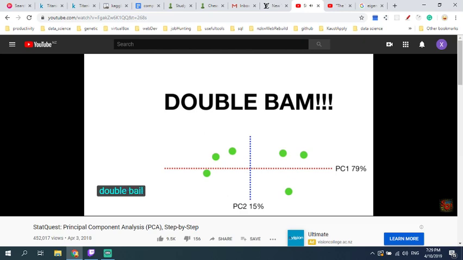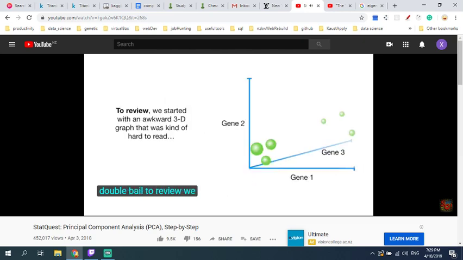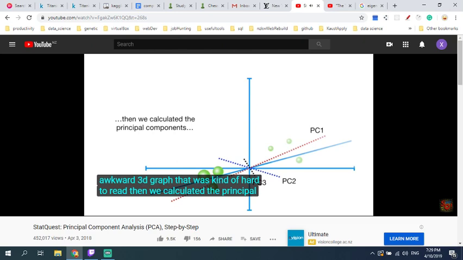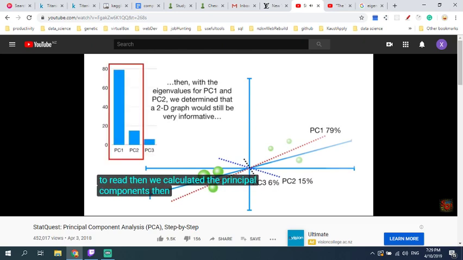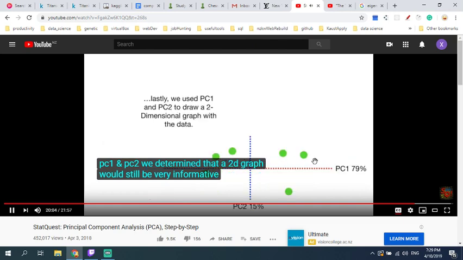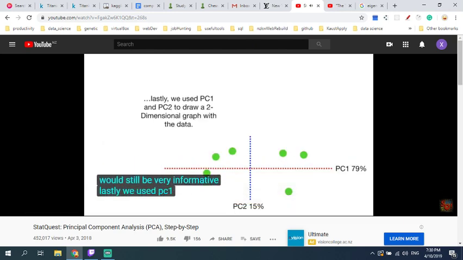Double bam! To review, we started with an awkward 3D graph that was kind of hard to read. Then we calculated the principal components. Then, with the eigenvalues for PC1 and PC2, we determined that a 2D graph would still be very informative. Lastly, we used PC1 and PC2 to draw a two-dimensional graph with the data.